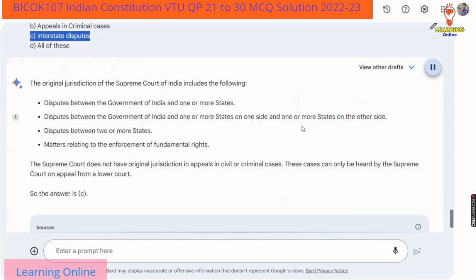The Supreme Court does not have original jurisdiction in appeals in civil or criminal cases. These cases can only be heard by the Supreme Court on appeal from a lower court. So the answer is C.